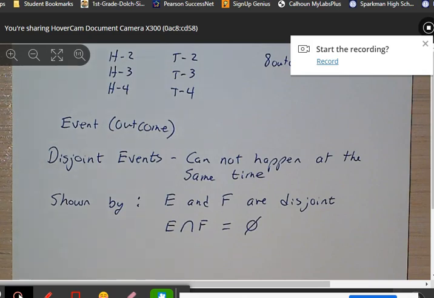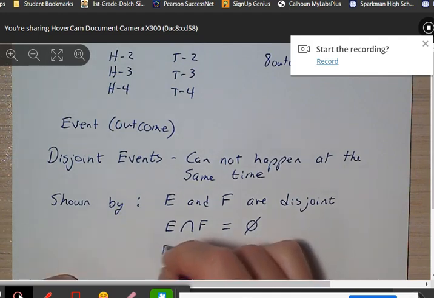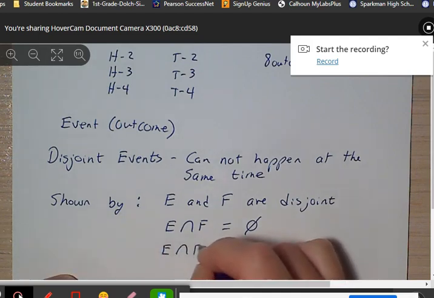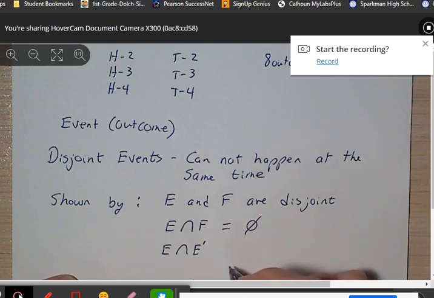Okay, and then on the flip side of that one, since we talk about the complement, if you talk about the intersection of E and E complement, that would also be disjoint, or the empty set. Then they'll give you some examples of what those two things would be. They'll give you two sets and say, okay, are these two things disjoint?